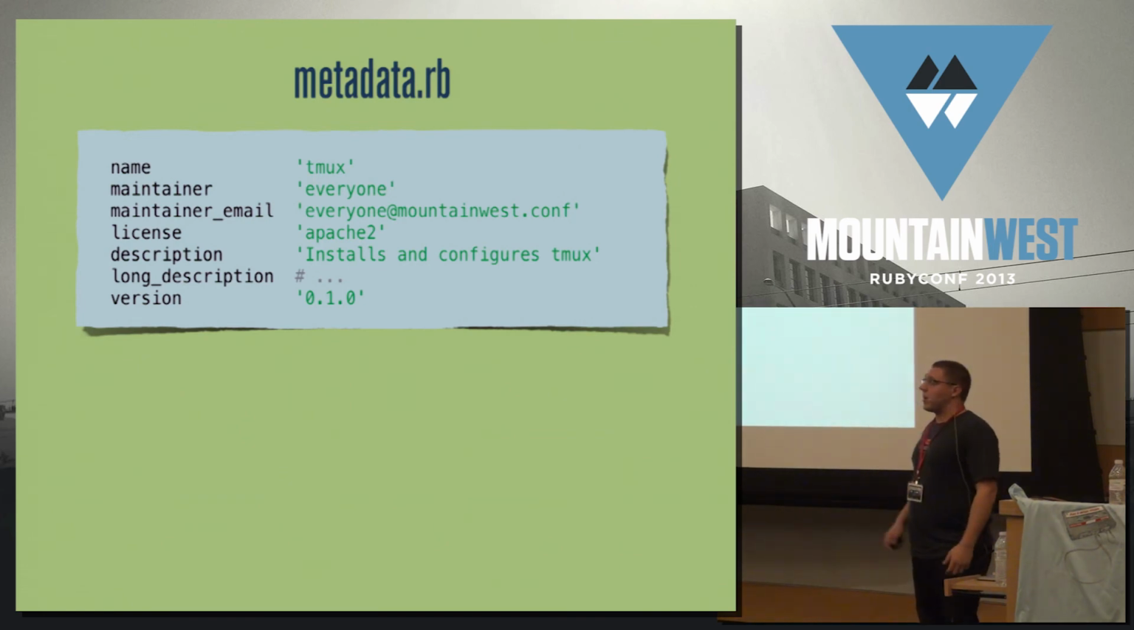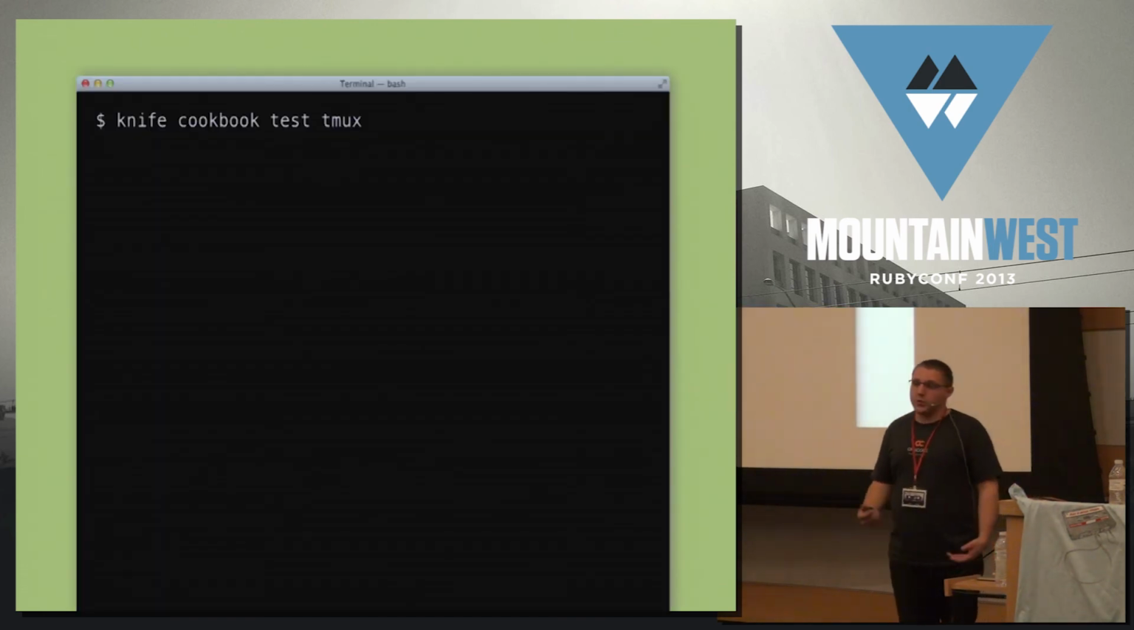We'll add that name attribute right there. It's just tmux. It's super simple, and those foodcritic tests will pass.